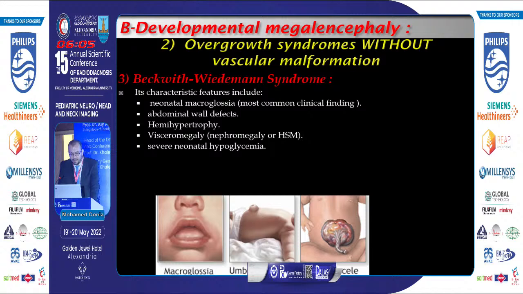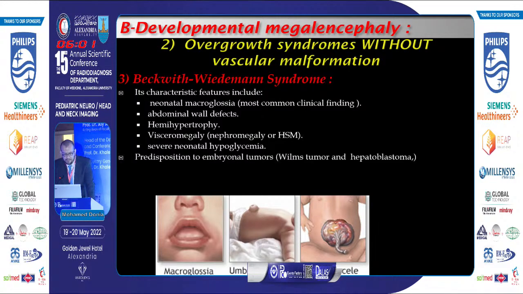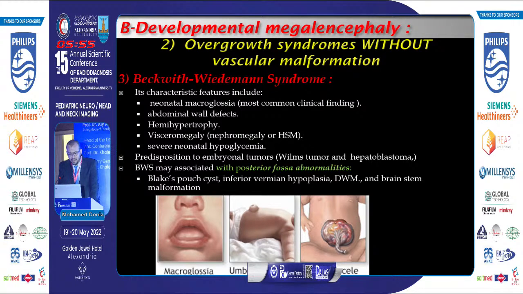Beckwith-Wiedemann syndrome is characterized by neonatal macroglossia. It has a predisposition to embryonal tumors such as Wilms tumor and hepatoblastoma, and may be associated with posterior fossa abnormalities such as Blake's pouch cyst, inferior vermis hypoplasia, and Dandy-Walker malformation.